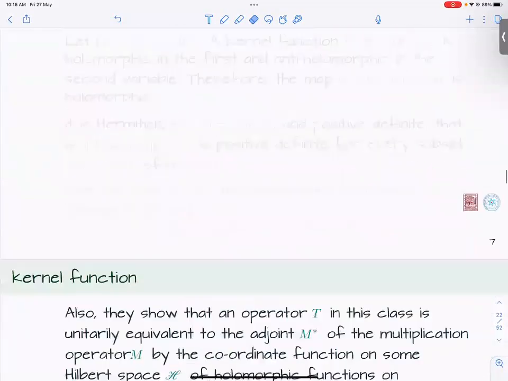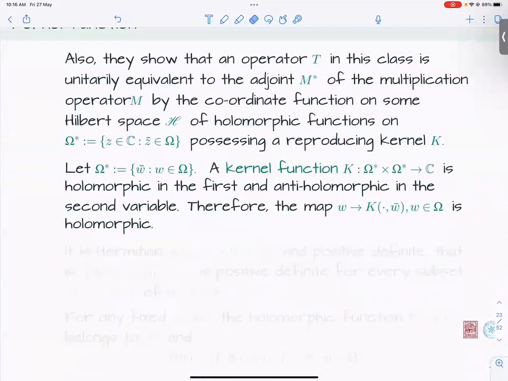So all these terms one needs to explain a little bit. Omega star, of course, is this domain. In the afternoon session today, during the tutorial, we'll discuss some of these ideas in some detail. But let us first say that a kernel function is nothing but a map from omega star cross omega star to C, holomorphic in the first variable and anti-holomorphic in the second variable. The map omega going to K(., omega bar), omega in omega, is holomorphic. It is important to know that this map is holomorphic.